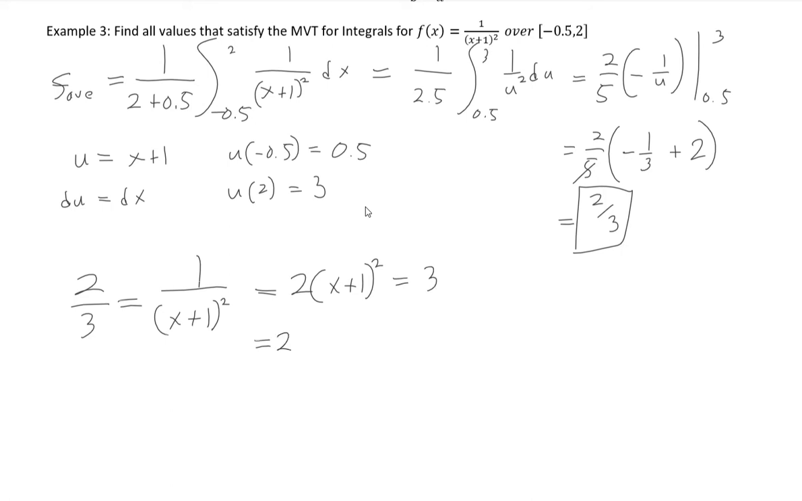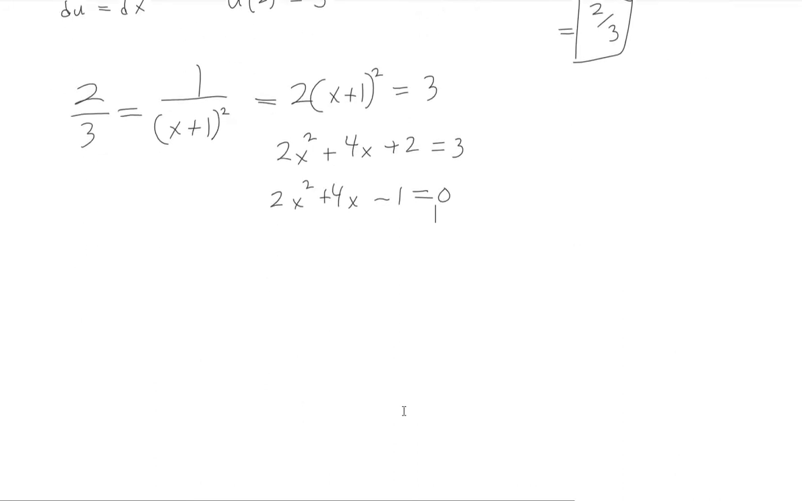So that equals 2x squared plus 4x plus 2 equals 3. And then if I subtract 3 over, I get 2x squared plus 4x plus 2 minus 3 will give me minus 1 equals 0. Now this one, I don't think that we can FOIL out very nicely, so we could just use the quadratic formula to solve this.